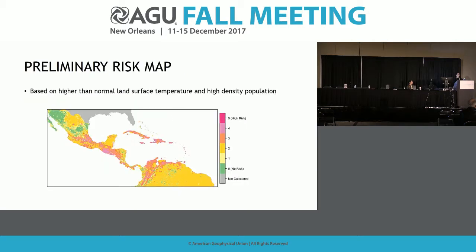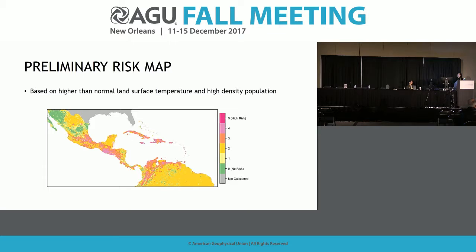So based on that, we use land surface temperature and population to derive our risk map. At this stage, we only use a simple heuristic algorithm where we set a cutoff that higher than normal LST would be a risk area. We also did the same thing with population, where we profiled the locations of chikungunya outbreaks, and we see that the population clusters in higher density areas. So using these two datasets, we derive our risk map.